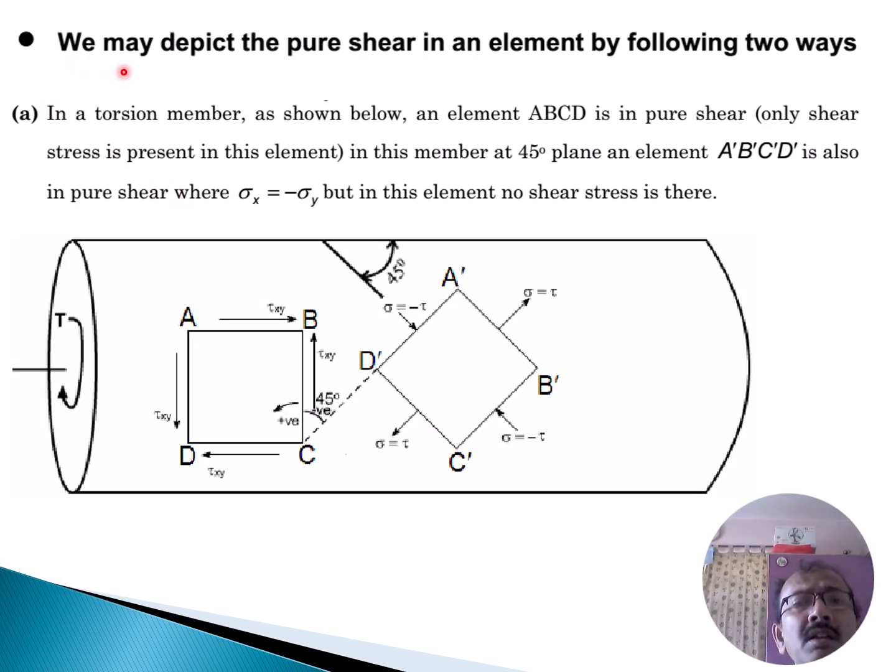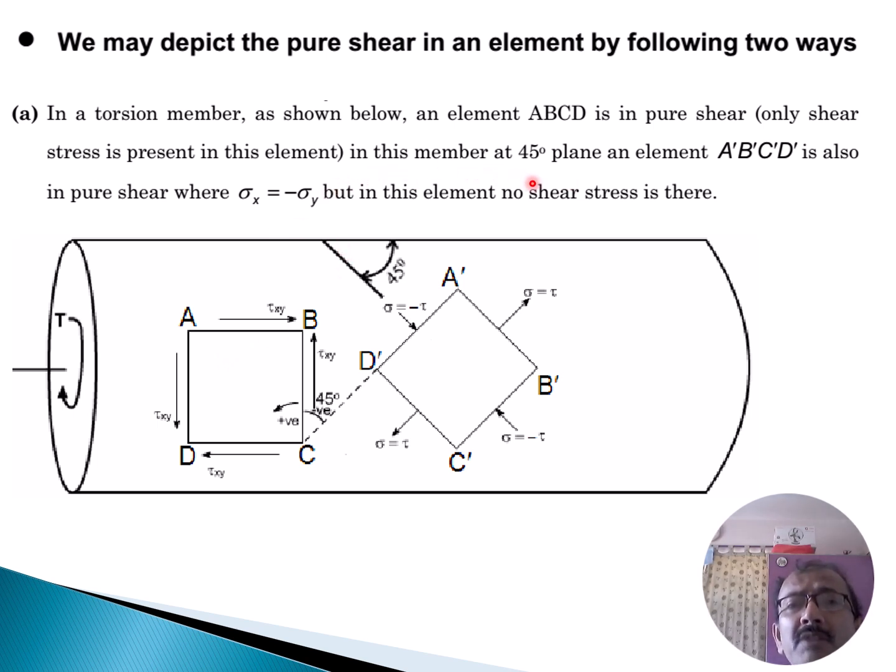Now we may depict the pure shear in an element in the following two ways. So this is the element, and ABCD is a rectangular or square element, and this is tau xy, tau xy, tau xy. In a torsional member, the member is subjected to torsion, that is torque, the twist. An element ABCD in pure shear has only shear stress present in this element. Only the shear stresses are there, tau xy here, tau xy here. Okay, there is no direct stress.